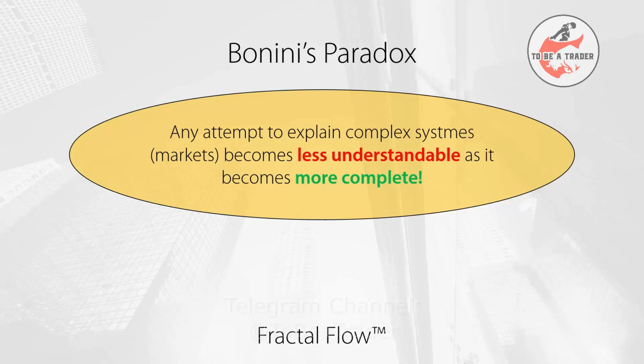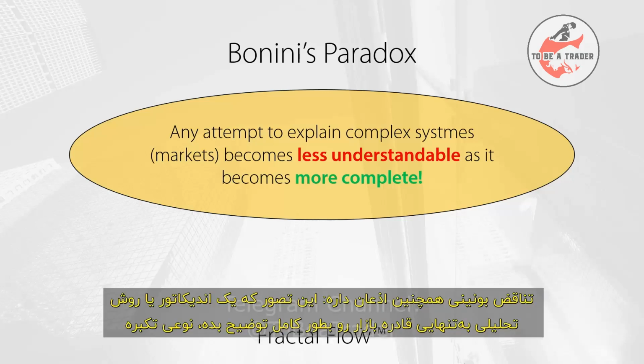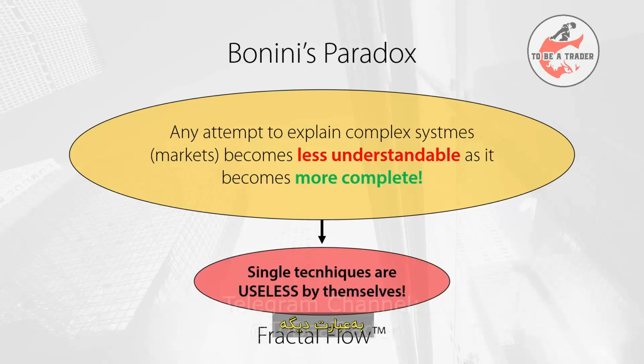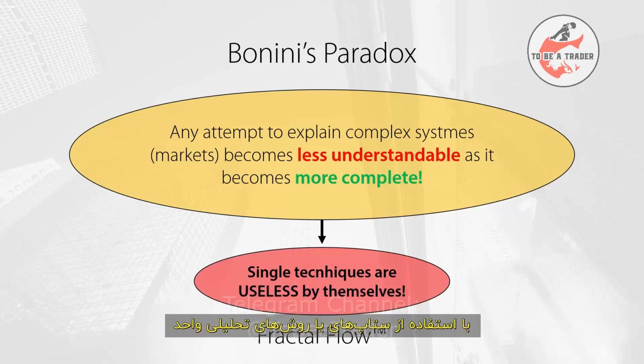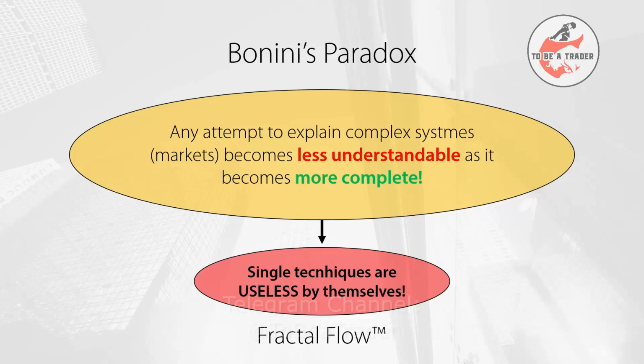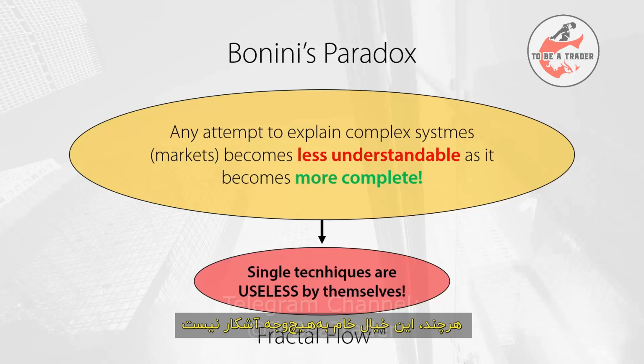At the same time that losing dimensions in the representation of price is counterproductive, it is the only viable and pragmatic option. Bonini's paradox also points to the arrogance of thinking that one single indicator or technique is capable of fully explaining the market. In other words, by using setups or single techniques, a trader is assuming these tools have a much greater power than they actually have. However, this presumption is not at all obvious.